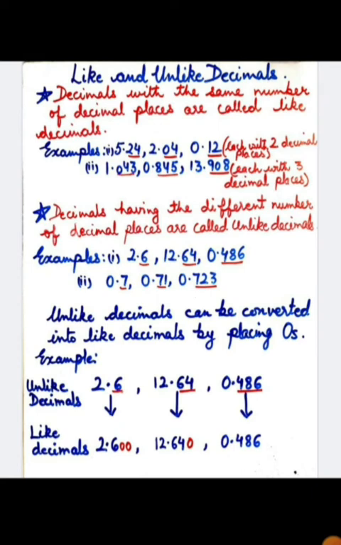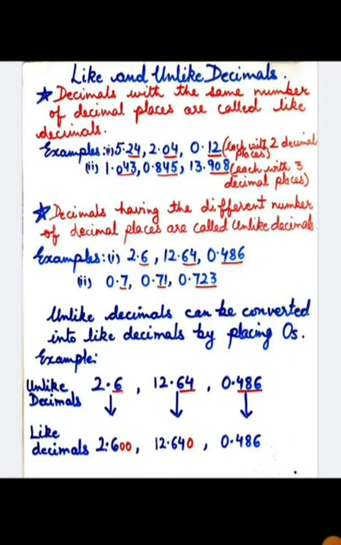Now we have to change them into like decimals. We have to make their decimal places the same. So in these 3 numbers, the maximum number of decimal places is 3, in 0.486. So we cannot delete any digit, but we can add digits. So we will put zeros in the numbers which have fewer places in order to make them 3 places. So in the first number, 2.6, we will write 2 zeros after 6 on the right hand side. So now the number will become 2.600.